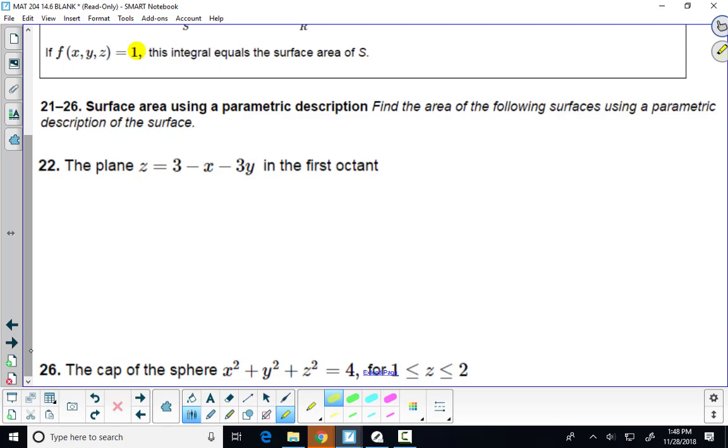Okay, so surface area using a parametric description. We know that the little f is going to be 1 here because we want the area of this piece of plane. So let's parameterize the surface. r of u comma v. We already parameterized the plane. What do you think we're going to do? u, v, 3 minus u minus 3v. Perfect. Right, so u comma v comma f of u v.